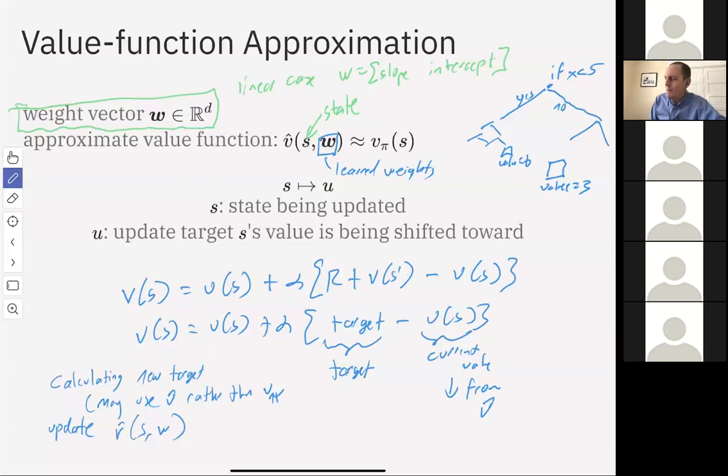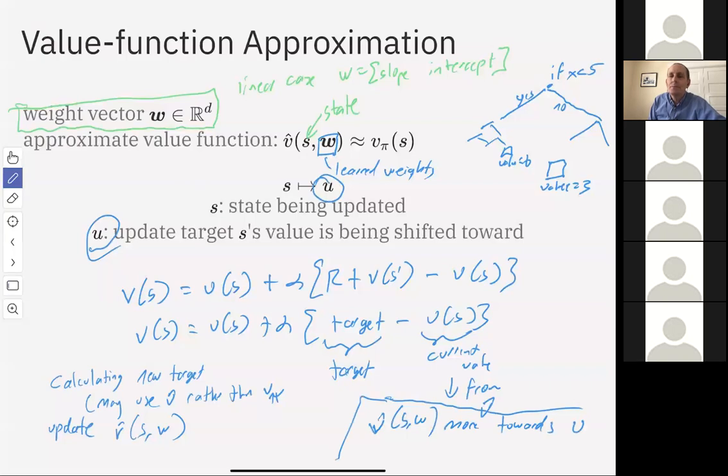Sorry, could you repeat the question? Yeah, so the question is, we have a current value, V hat S comma W, okay? And now we want to update S's value, so we go towards U, okay? So we want to modify V hat of S comma W, so we want to make it more towards U from what it used to be. And the question is, what can we change about V hat to make its evaluation be different?